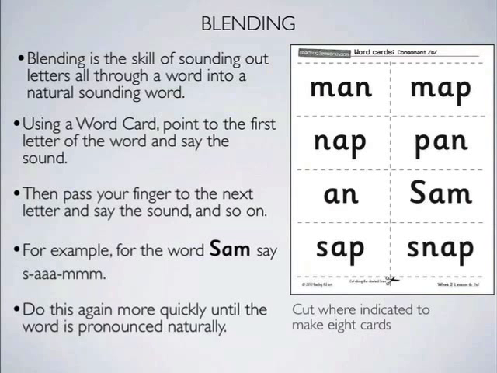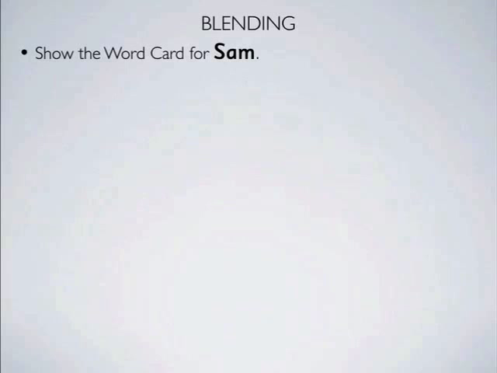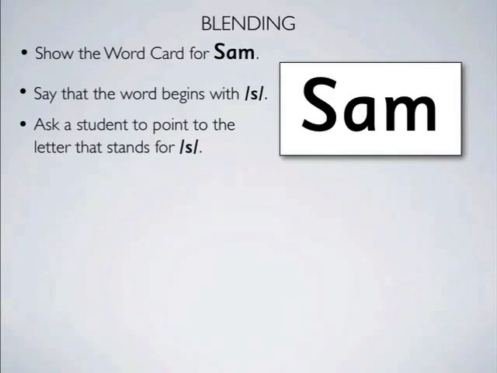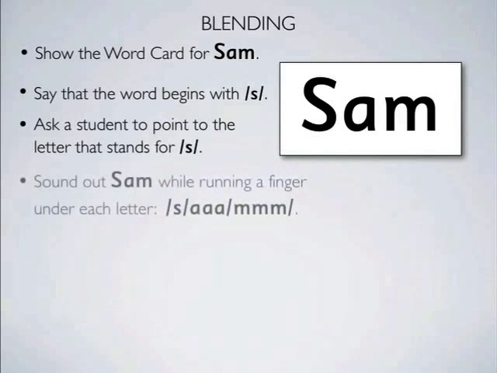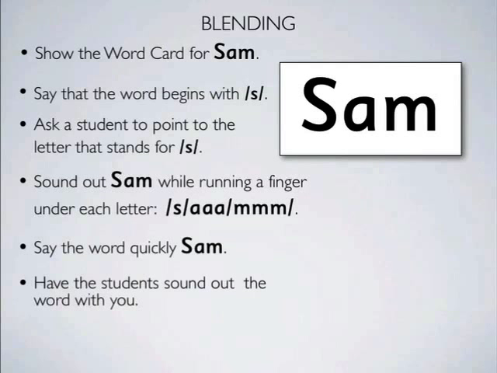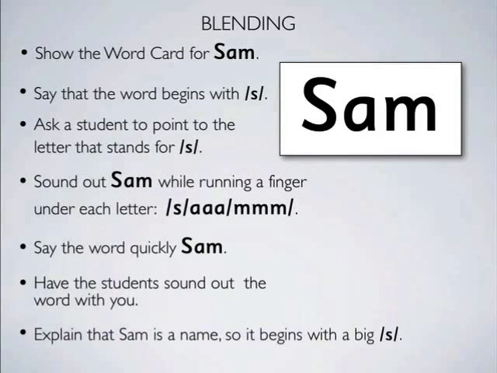Show the word card for Sam. Say that the word begins with S. Ask a student to point to the letter that stands for S. Sound out Sam while running a finger under each letter. S, m. Say the word quickly. Sam. Have the student sound out the word with you. Explain that Sam is a name, so it begins with a big S.